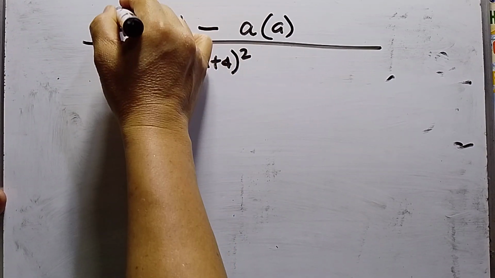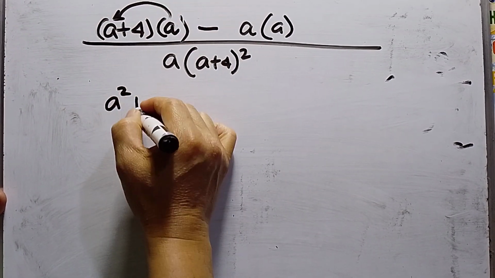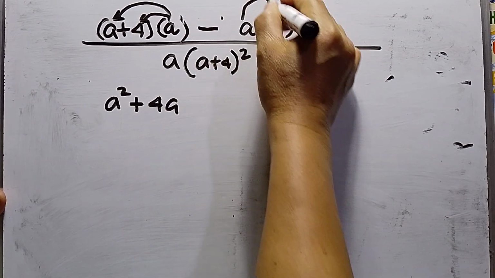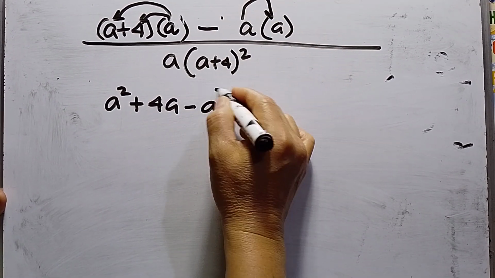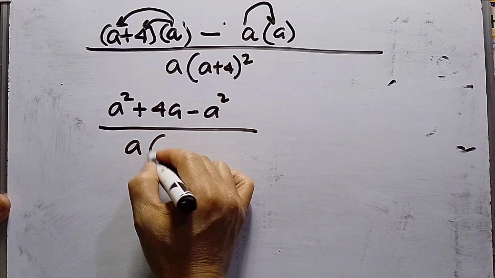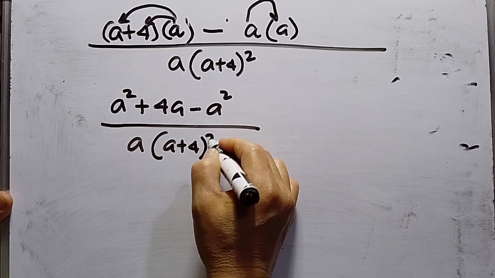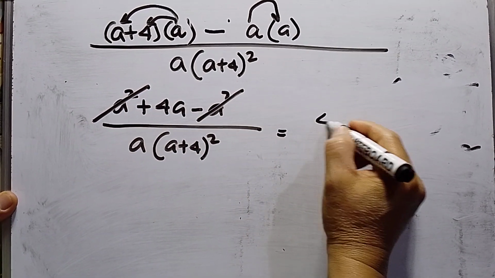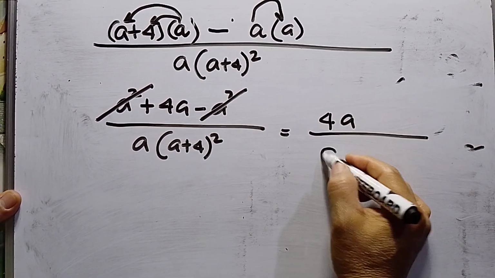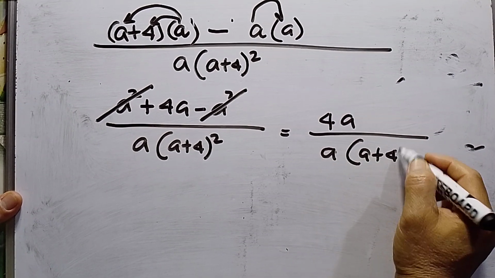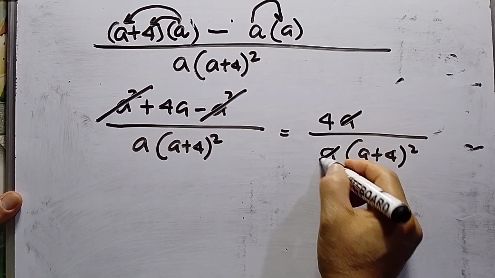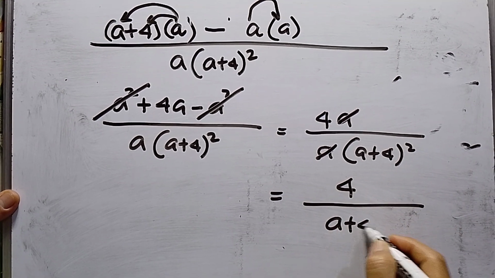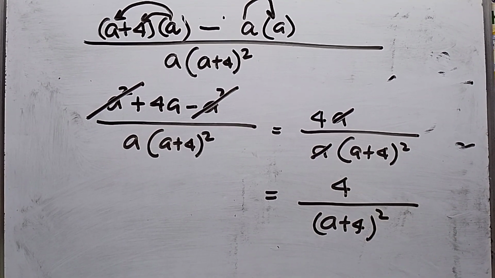Distribute, this will be a squared plus 4a. Then this will be minus a squared, over a times a plus 4 squared. So this one will be crossed out. So I have here 4a over a times a plus 4 squared. The a will be crossed out also. So the final answer will be 4 over a plus 4 squared. That's all.